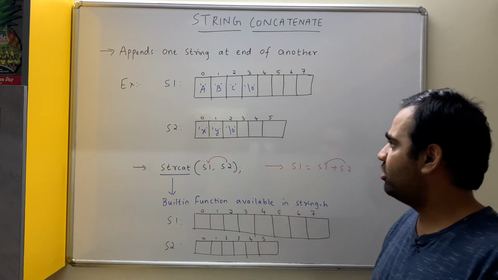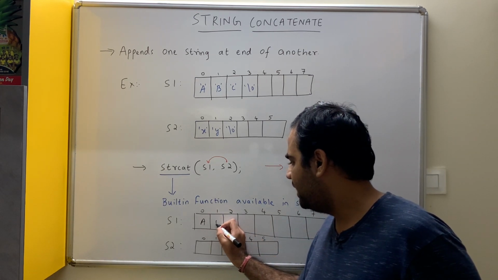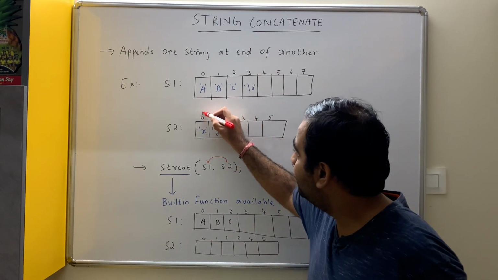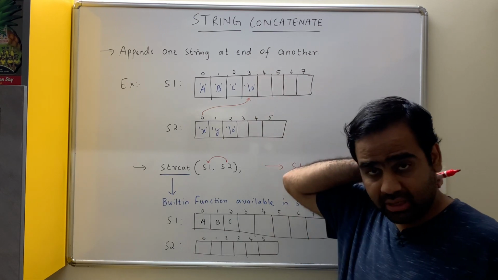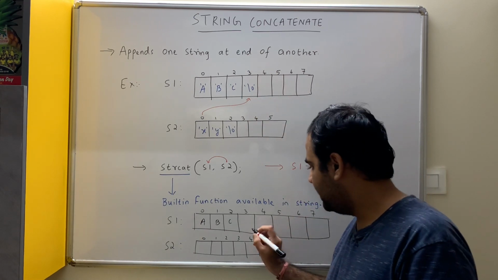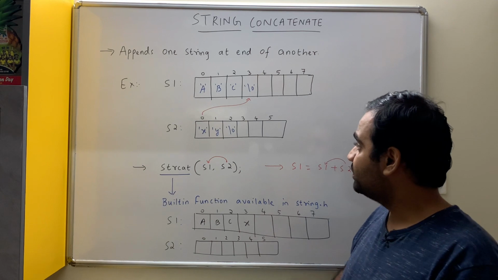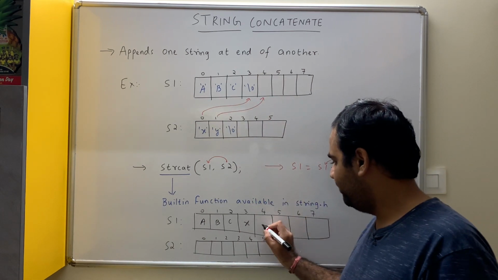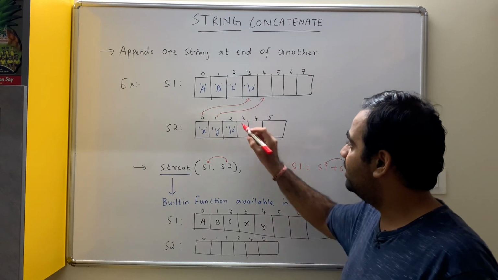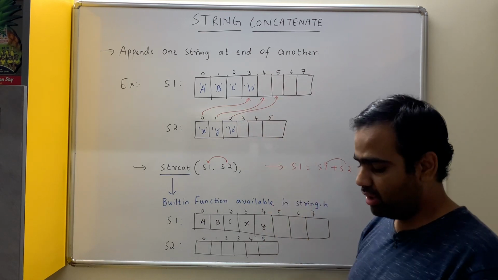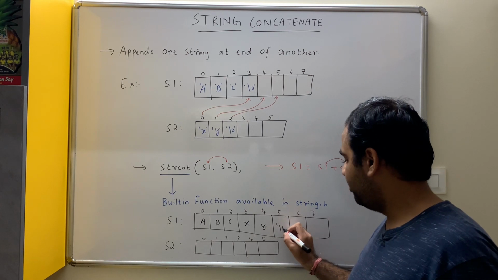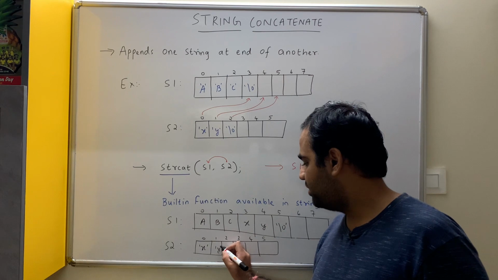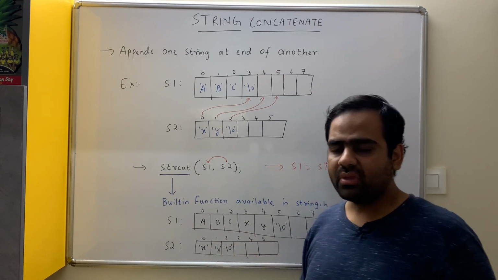Therefore, what will S1 be? S1 will be A, B, C. Now, what will happen? This X will be written at index 3. Are you getting it? This X will be written at index 3. This is X. Next, Y will be written at index 4. Now, therefore, this will be Y. And the null character will be written at the next corresponding index, which is index 5. And what about S2? It will remain as it is.